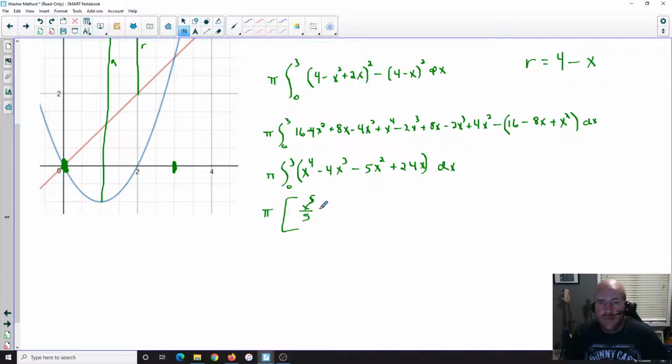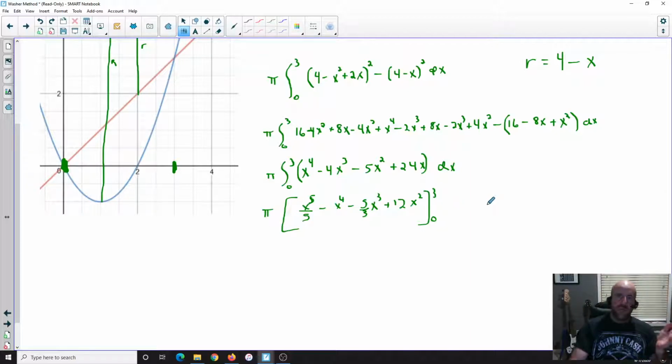And then raise power to x to the 4th and divide by 4. So that's just going to be a negative x to the 4th. And then minus 5 divided by 3, x cubed. And then 12x squared. And we're evaluating that from 0 to 3.